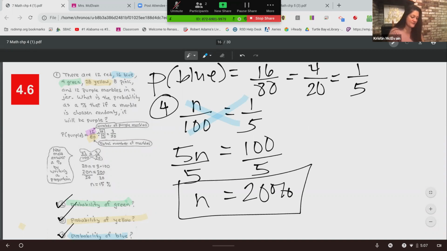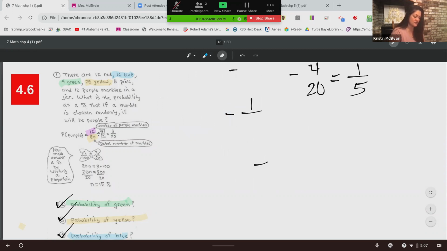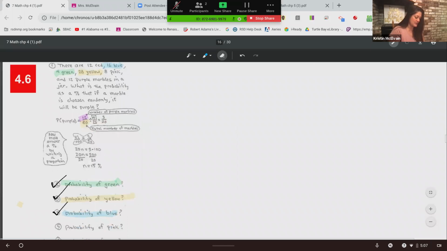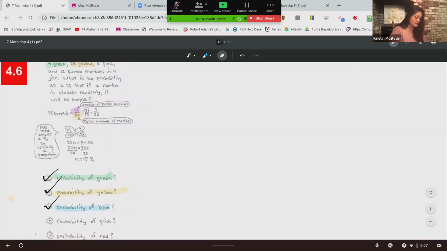That is for number 4. Okay. And we are going to go now to number 5. Here we go. And number 5 is pink. So 5, oops. We want to know the probability of pink.